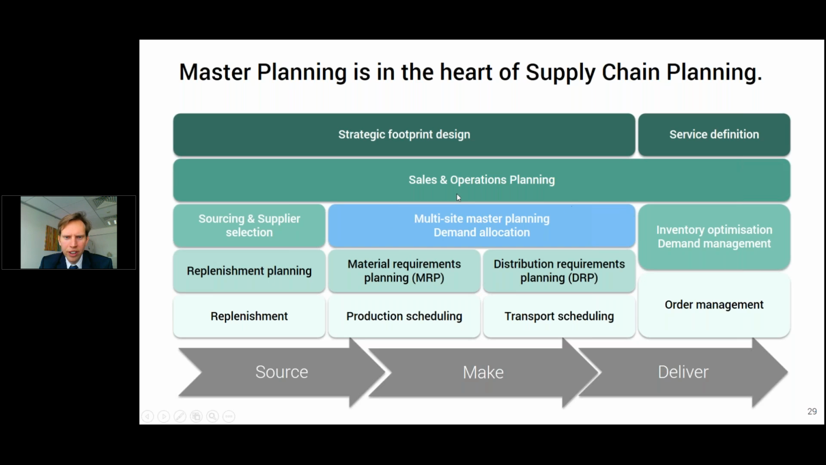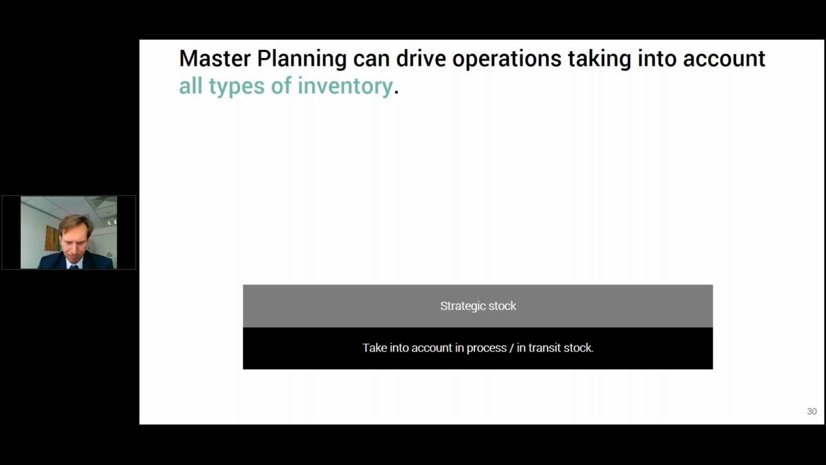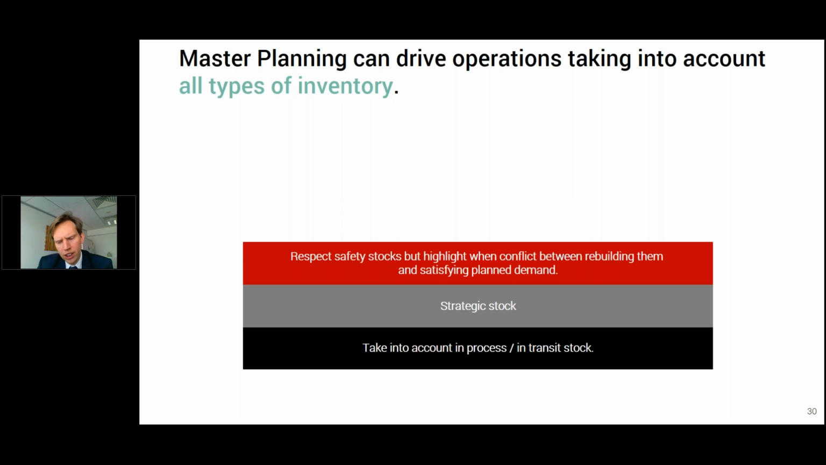I think that is an extremely powerful planning process to lead the efficient use of inventory. Because if you look at master planning and you do master planning right, master planning can help you to drive everything towards inventory targets and to take into account all types of inventories, right? And this is my last slide. Of course, strategic stocks and in-process and transit stocks are just there. I mean, we cannot plan a lot on them. We just have to respect them, right? But then the others really become important in master planning, right?